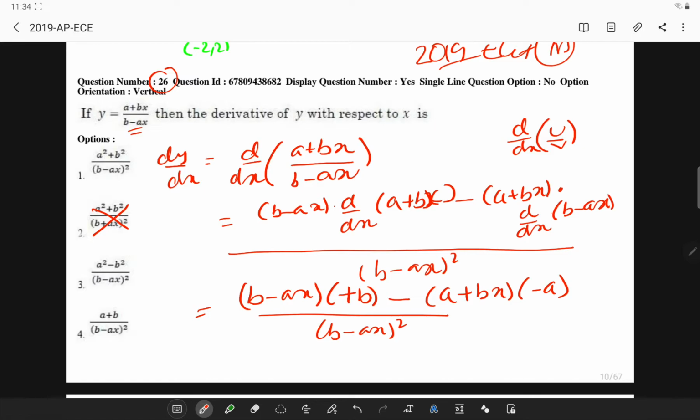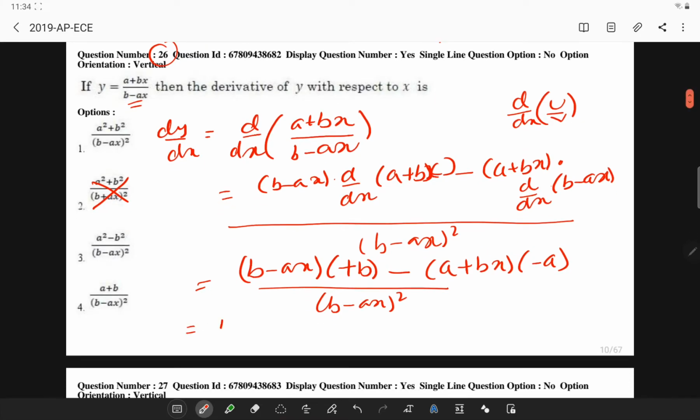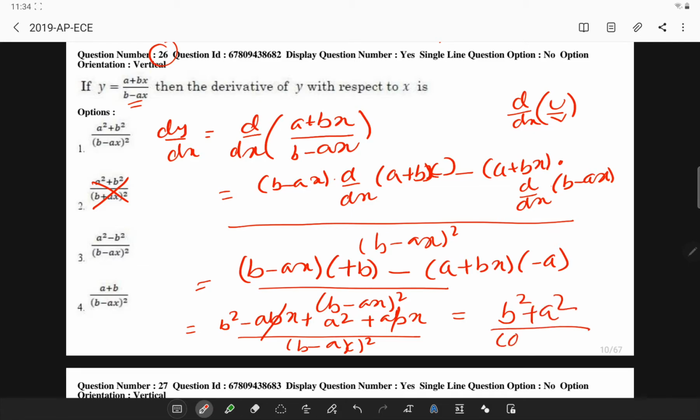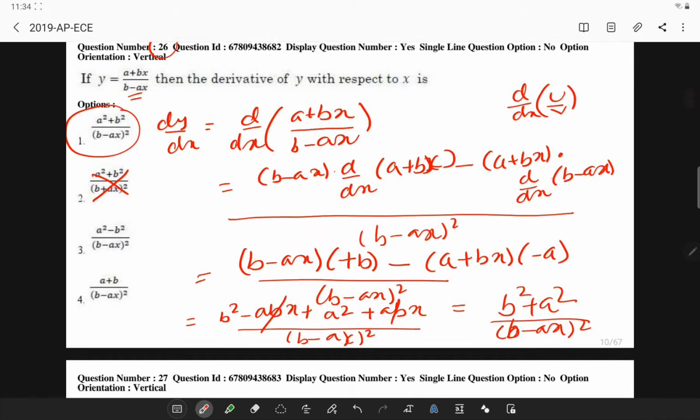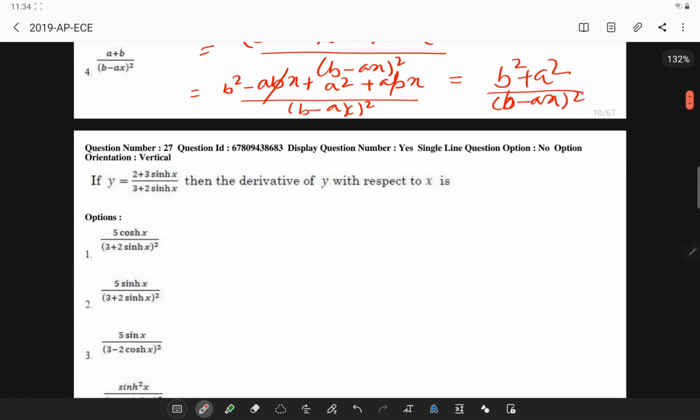minus ax whole square. So this is nothing but b square minus abx plus a square plus abx divided by (b minus ax) whole square. If I cancel this, I'll be left with b square plus a square divided by (b minus ax) whole square. So the first option is your answer. So next, 27th question. So here again same u by v form.